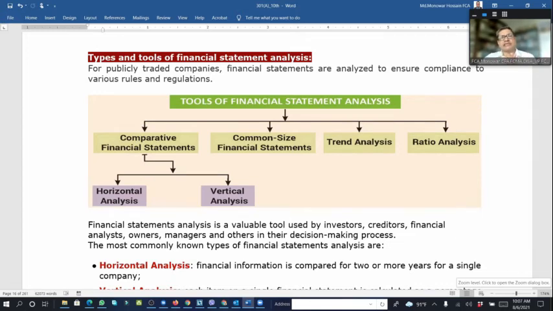Comparative financial statements, and there are 2 types, horizontal analysis and vertical analysis. Sometimes we use common size financial statements. Sometimes we use trend analysis. Sometimes we use ratio analysis. This way we can analyze our financial statement for good decision making.